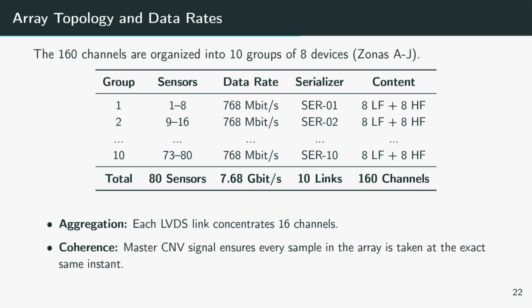Zooming out to the array level, we have 160 channels to manage. To handle this massive amount of data, we divided the array into 10 modular groups. Each group concentrates 16 channels into a single high-speed LVDS link running at 768 megabits per second. This gives us a highly synchronized continuous raw throughput of 7.68 gigabits per second for the entire array.